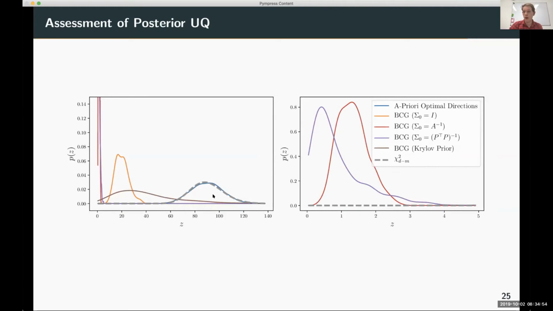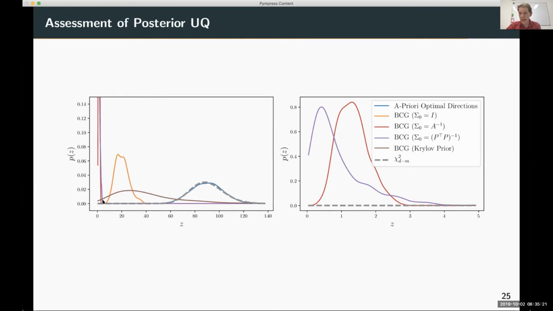We've run Bayes CG to 10 iterations here. So the reference distribution that we expect our test statistic to follow, if the ansatz is true, is given by this dashed gray line here. This is the chi-squared distribution with d minus m, which is 90 in this case, degrees of freedom. The other lines represent solutions from Bayes CG and also a solution provided by these a priori optimal directions.